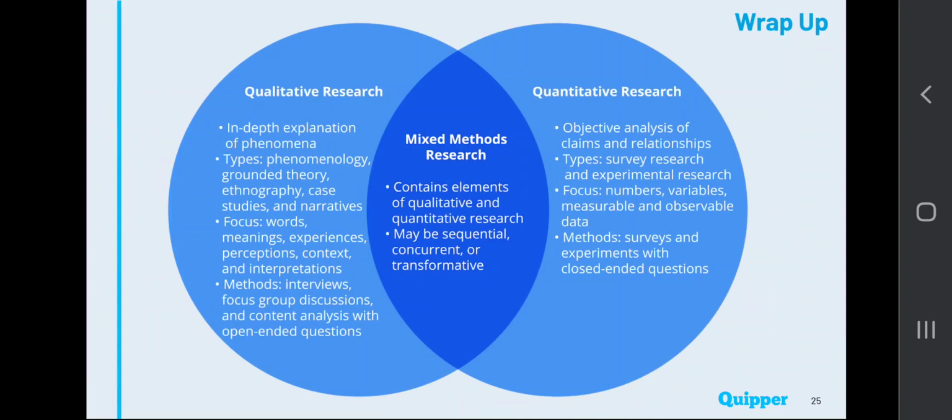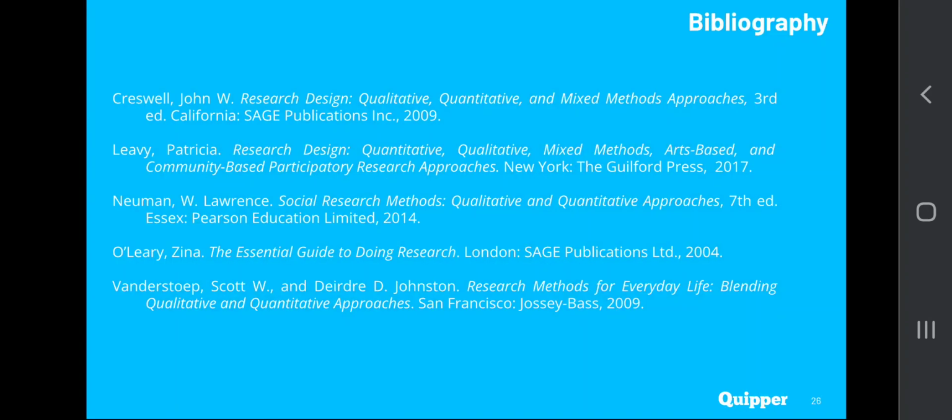Now, if we are going to circle in on mixed methods research, remember that this contains elements of qualitative and quantitative research. This may be sequential, concurrent, or transformative. So this is a very accurate representation if we are going to wrap up the discussion on the different types of research, namely the qualitative research, the quantitative research, and mixed methods research.